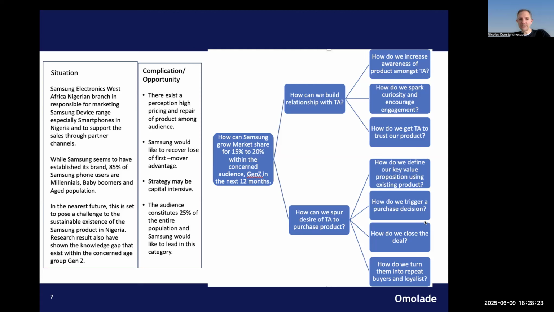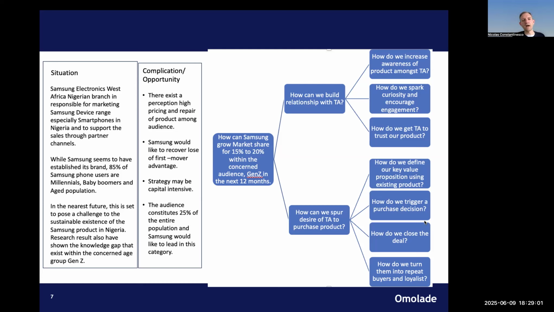Now, as for the question tree, if I focus on level one, first of all, the framing of the two questions in level one is vague. How can we build relationship with TA? TA, I assume, means the target audience, so Gen Z. Build relationship is a little vague. What does that mean? I would suggest rewriting it more precisely, maybe something like, how can we strengthen ongoing engagement and brand affinity with Gen Z? That already is more specific.